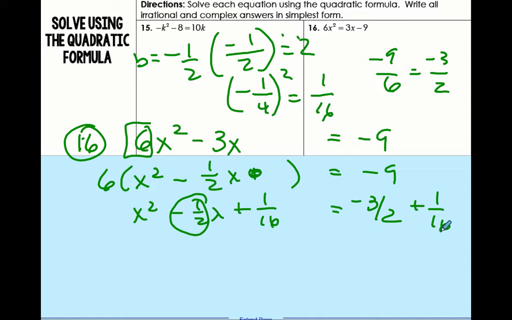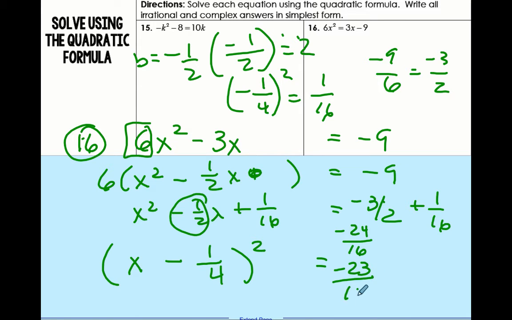And now I can go ahead and factor, because I'm going to get a perfect binomial square. Because of that minus 1/2, I know the middle is minus. X times x makes x squared, and I square 1/4. Now over here, I just have to do a little bit of arithmetic. Negative 3 over 2, when I make it over 16, 2 times 8, 3 times 8, negative 24 plus 1 is negative 23 over 16.